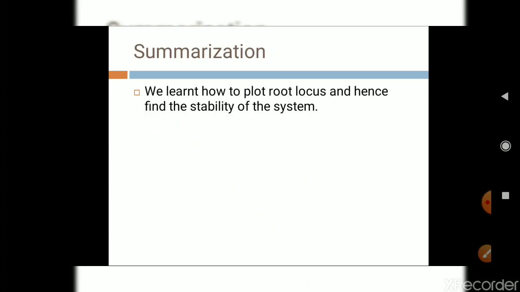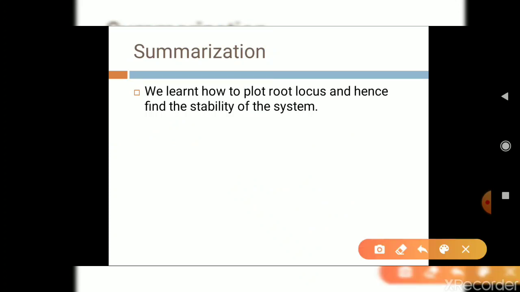So finally, in conclusion, we learned how to solve a problem based on the root locus, how to sketch the root locus, as well as how to determine the stability of the given system. In the next session you may try a problem having a complex conjugate pair of poles, and in that case you need to find the angle of departure. So how to find the angle of departure? Just denote the poles and zeros like this.